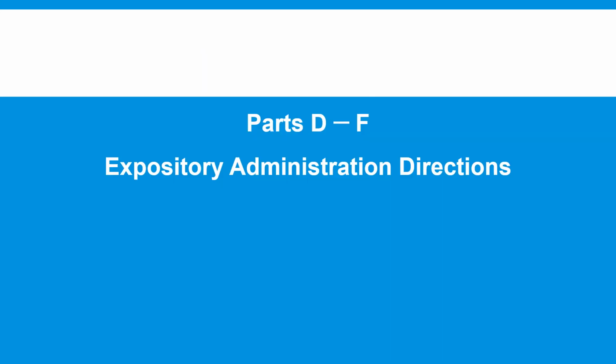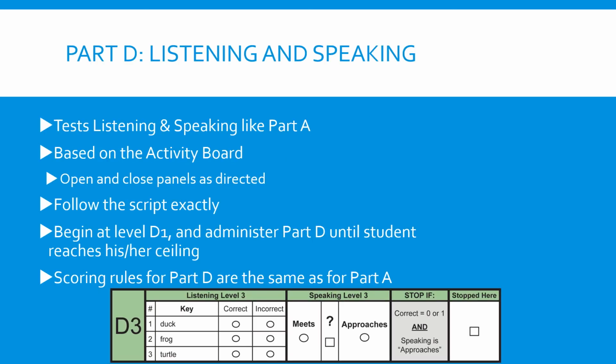Parts D through F, expository administration directions. Part D is listening and speaking. It is like Part A, listening and speaking. It is based on an activity board. You will open and close panels as directed. Follow the script exactly. Begin at level D1 and administer Part D until the student reaches his or her ceiling. Scoring rules for Part D are the same as for Part A.